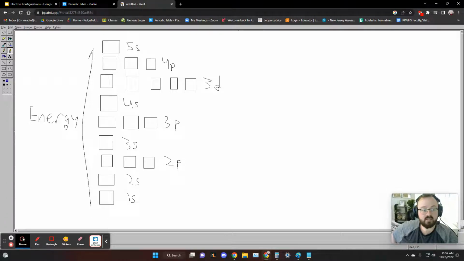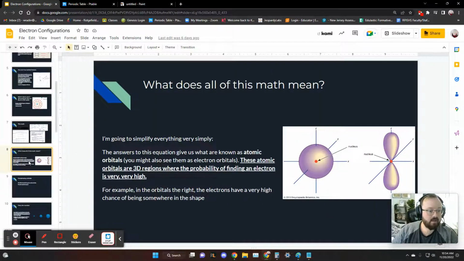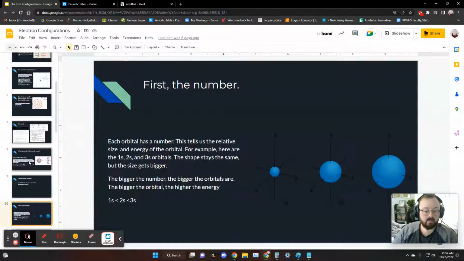So the 4s is a little bit of an exception, but it gets weird. We'll talk about it. But generally, we see 1s, 2s, 3s, 4s, and 5s at the top. They're different in their energy. And so that's the number, just talking about size. 1s is lower energy, so the electron's going to fill it first.